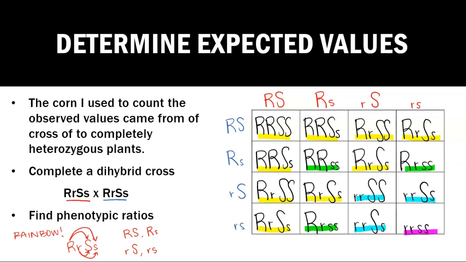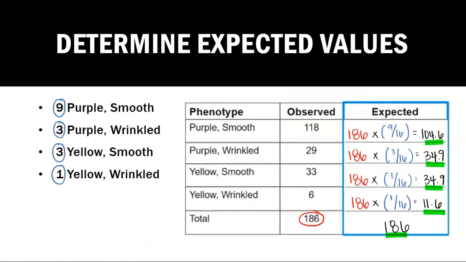After that, I went to color in green my purple and wrinkled. Then I colored in my yellow and smooth. And finally, I have one yellow and wrinkled, which is the purple box off to the corner. I wrote down this information onto the next slide. So you're going to see that I had 9 purple and smooth, 3 purple and wrinkled, 3 yellow and smooth, and 1 yellow and wrinkled, just like I had mentioned before.